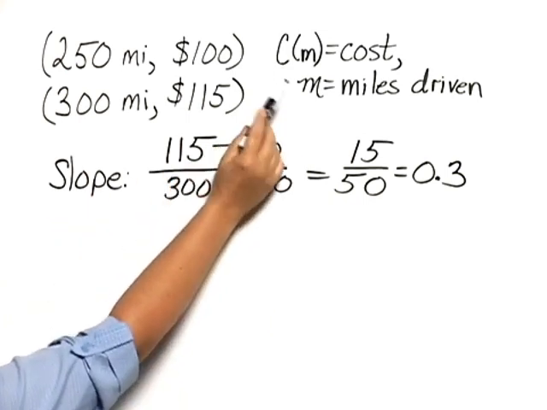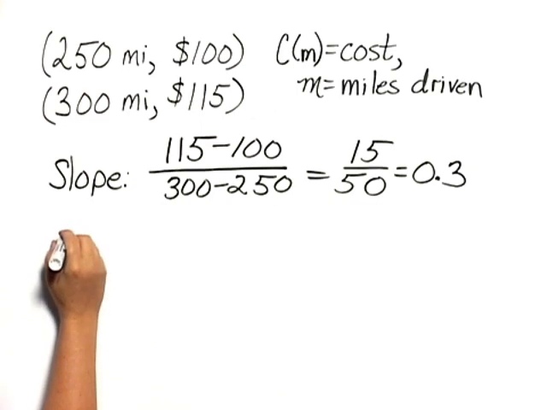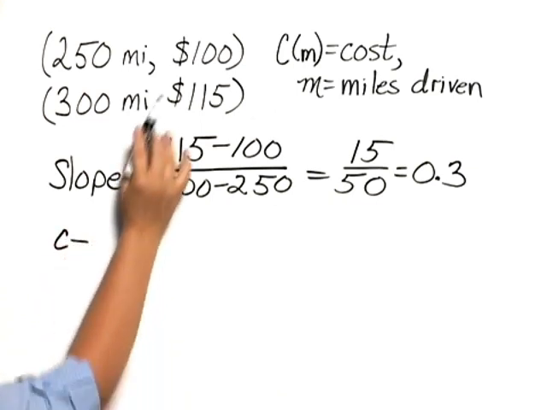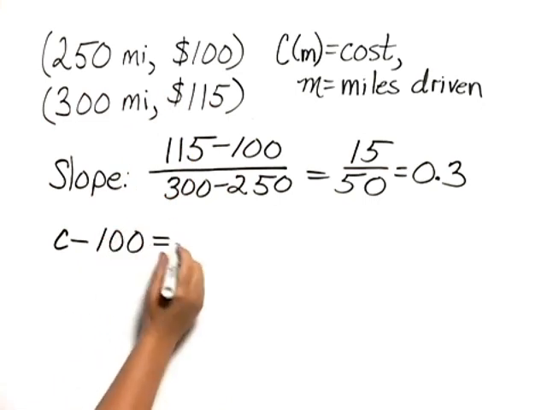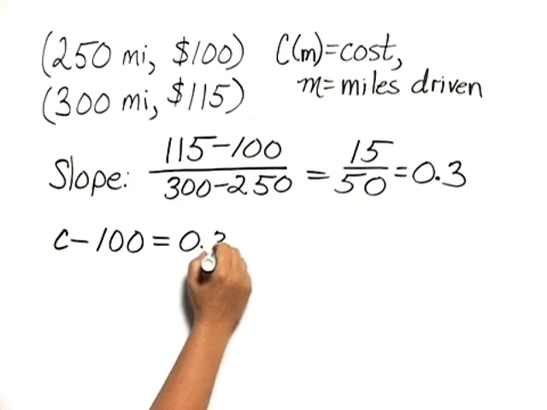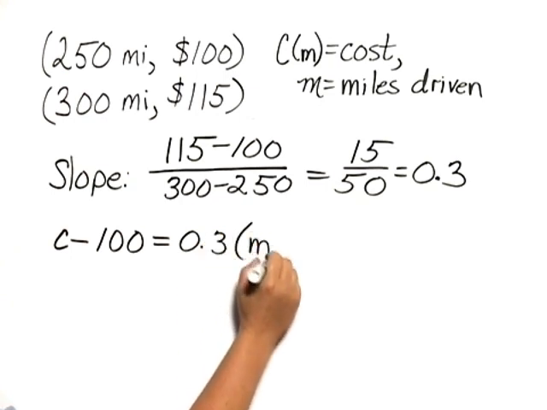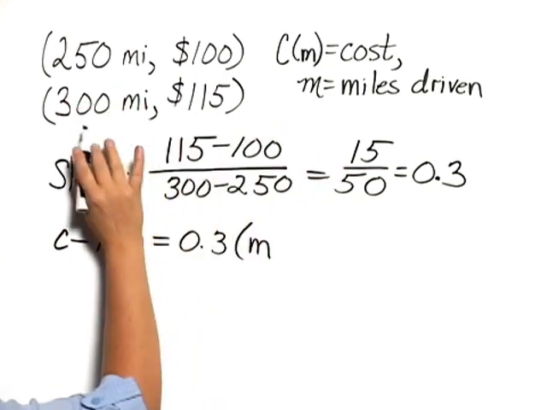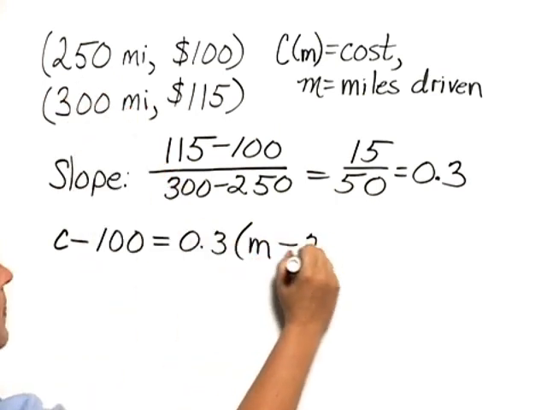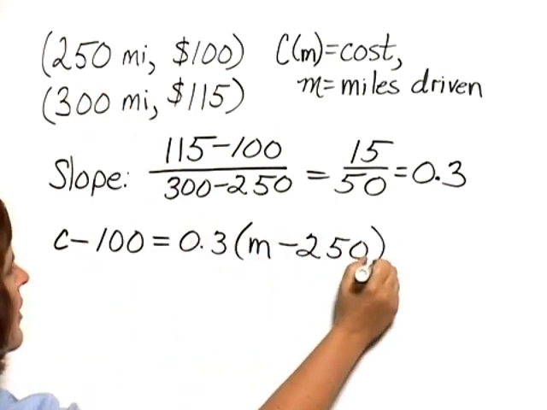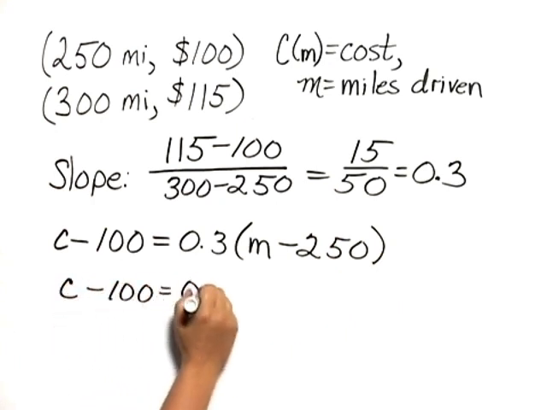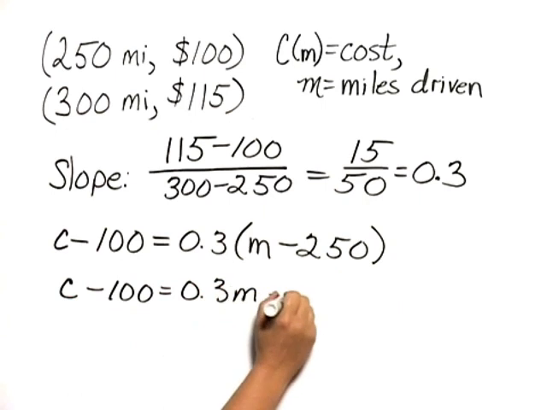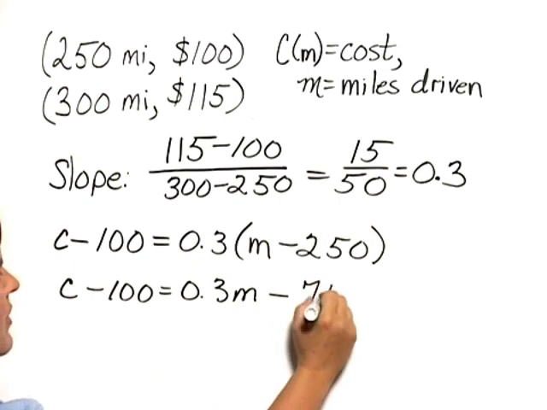So now we can write an equation, and we can use the point slope form, and we can use just C here for now instead of C of M to make it a little simpler. We have C minus, we'll use the first point, C minus 100 equals the slope, 0.3 times M, which would be the first coordinate here, minus 250. We have C minus 100 equals 0.3 M minus 0.3 times 250 would be 75.